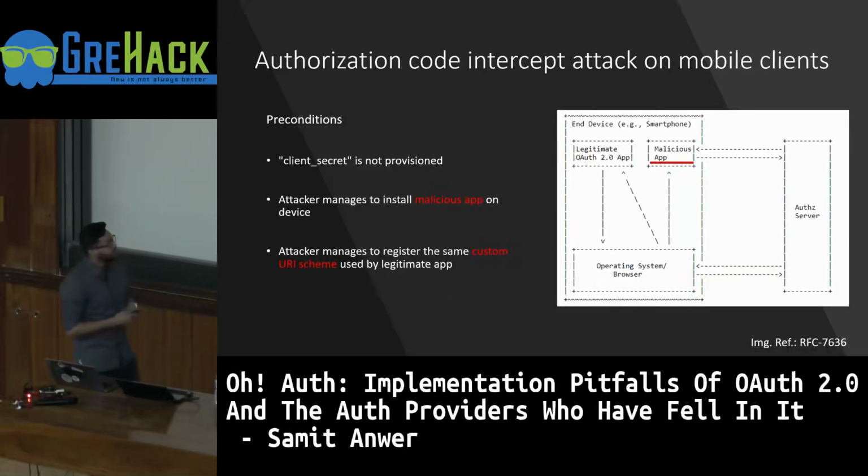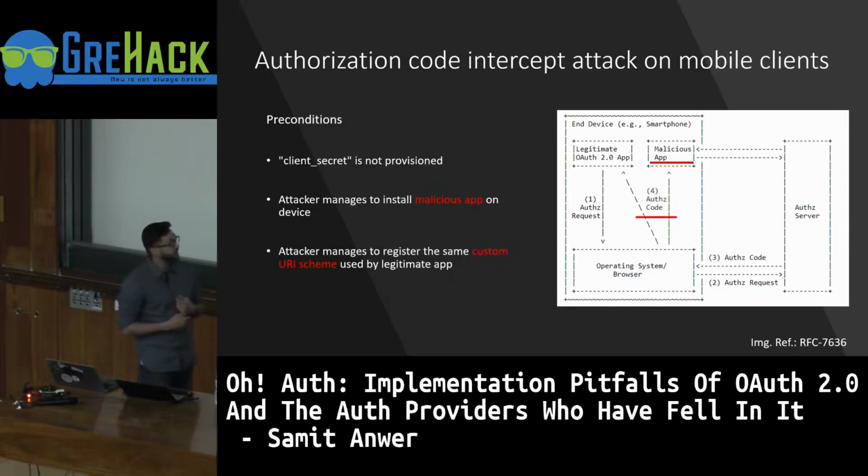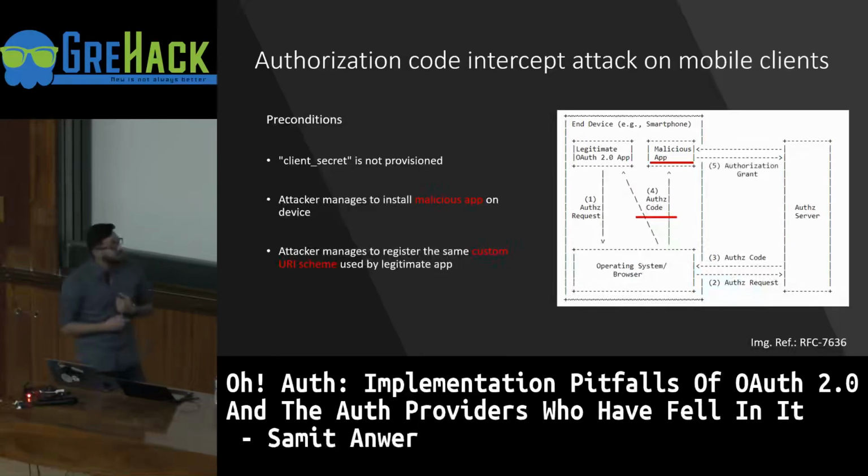So you see where this is going now, because when the authorization request is generated and the auth code is sent back, the browser now knows that there are two apps that have registered with the same custom URI scheme, and it will redirect the auth code to both of them. And now the malicious application can also exchange this auth code for an access token and get access to the user's resources.